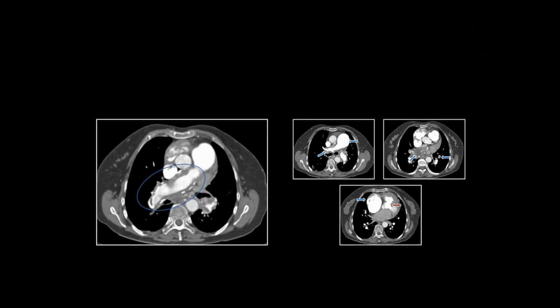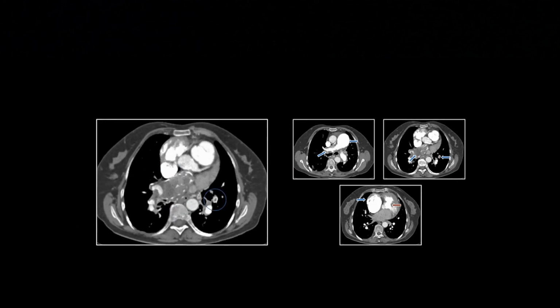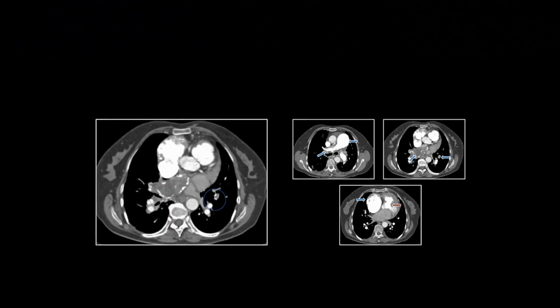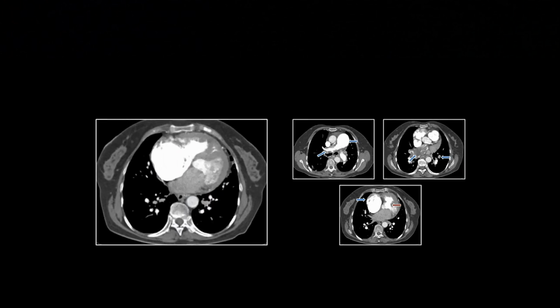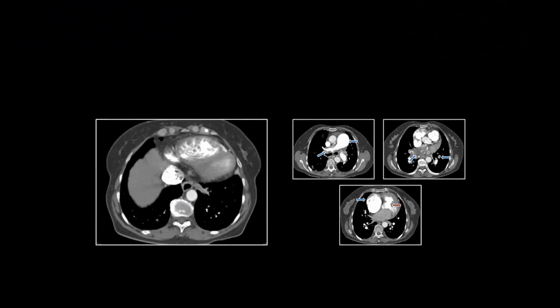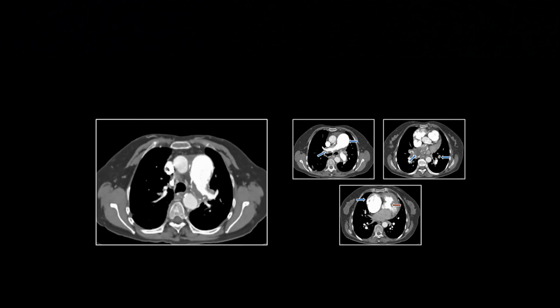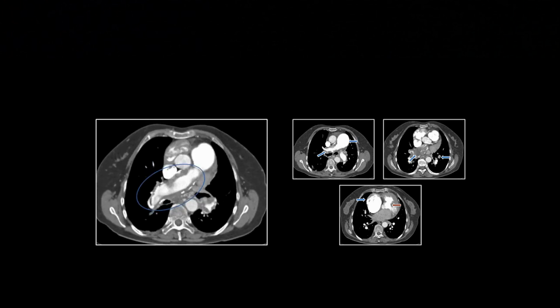And the reason it isn't subjected to so much volume overload is it decompresses right out that VSD with every contraction, whereas that's not available to it in the case of an ASD. So with ASDs, you'll get enlargement of the right ventricle. With VSDs, you'll get hypertrophy, but not as much enlargement.